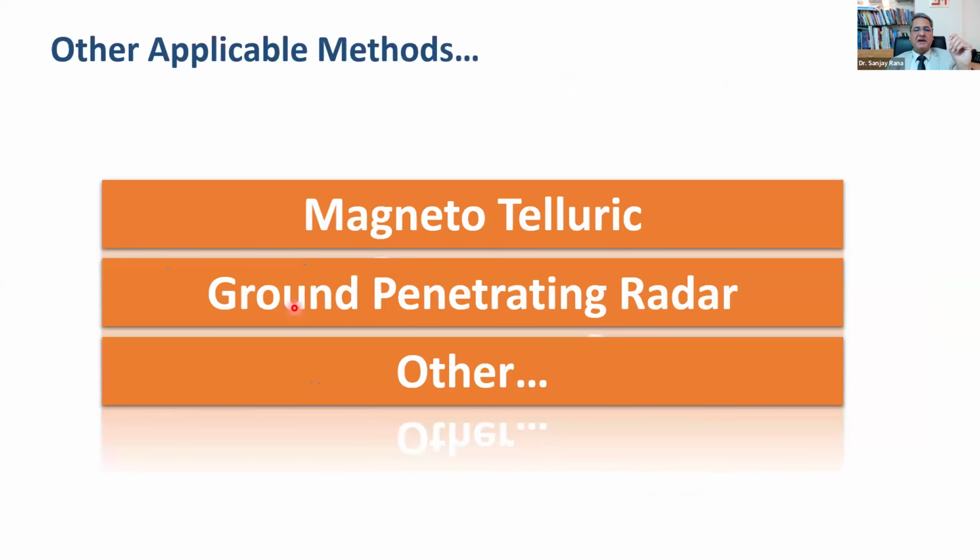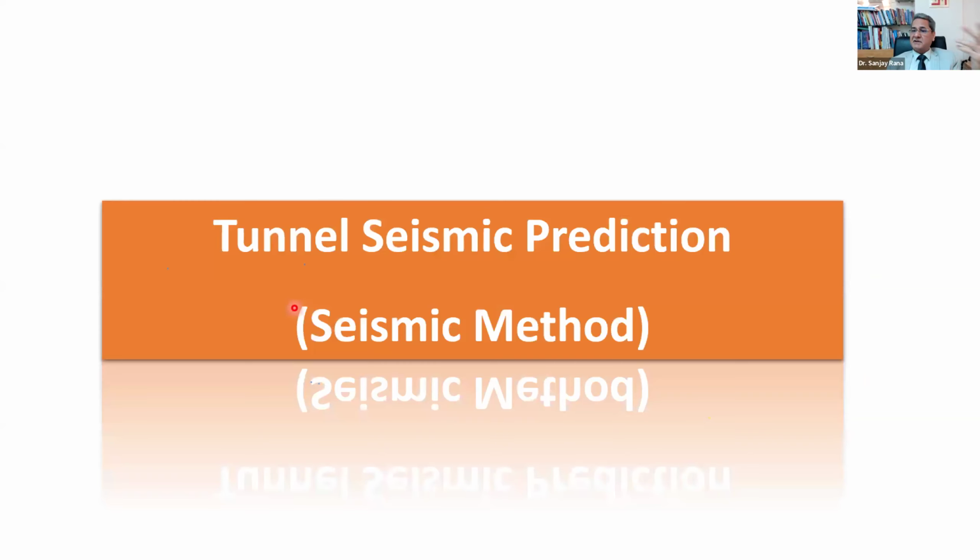Other methods are MT, magnetotelluric, GPR, etc. Then comes the execution stage when you are actually doing the tunnel execution. Now you want to see ahead of the face because you have done your geophysics, you have beautifully tried to map the ground, but as you are executing, you can get even more high resolution data which might have been missed by surface geophysics, right? There come methods like tunnel seismic prediction.